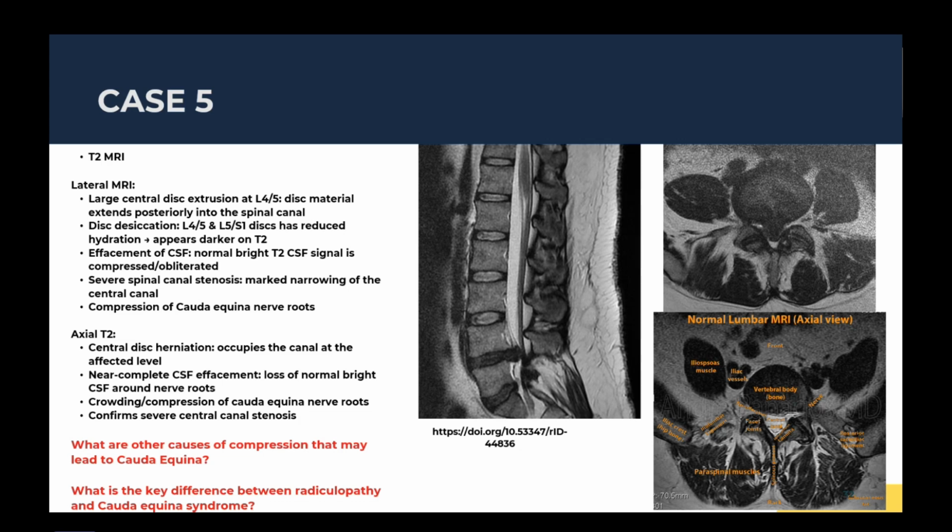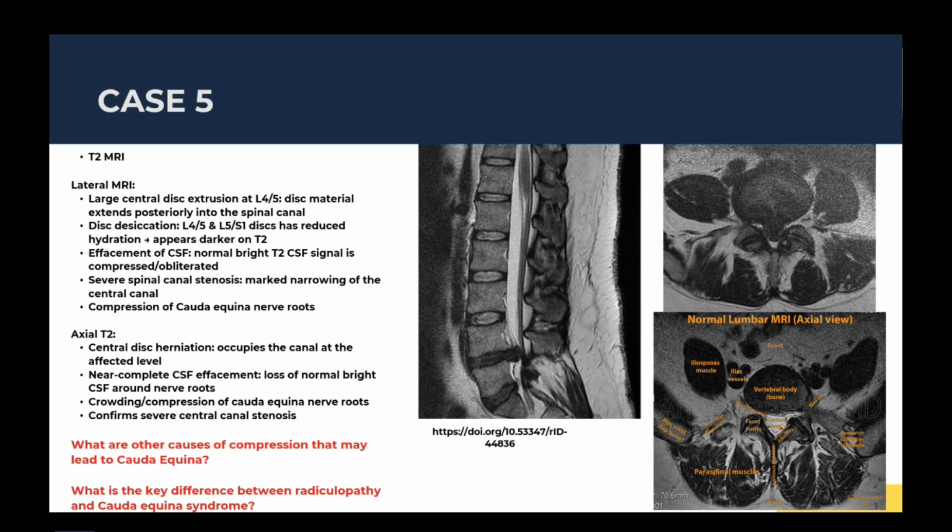And then looking at the CSF, on a normal MRI, this should be smooth and continuous. However, when it comes to the L4, L5 junction, you can see there's effacement of the CSF, which suggests spinal canal narrowing and compression of the cauda equina. So the cause of this patient's cauda equina is the disc extrusion at L4, L5 level.